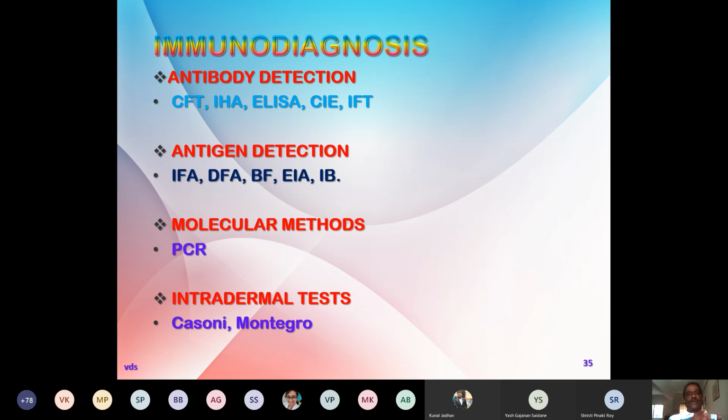But for study, you are supposed to understand these tests, which are done for the detection of hypersensitivity towards the antigens of the parasite. So that's all for the topic of today.